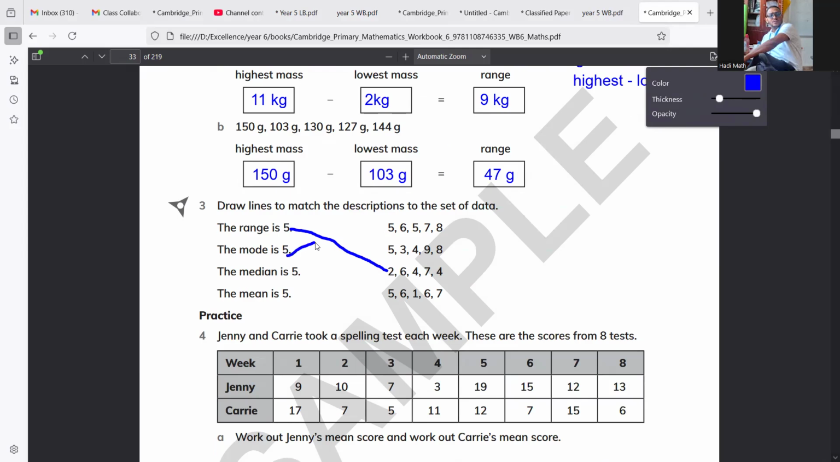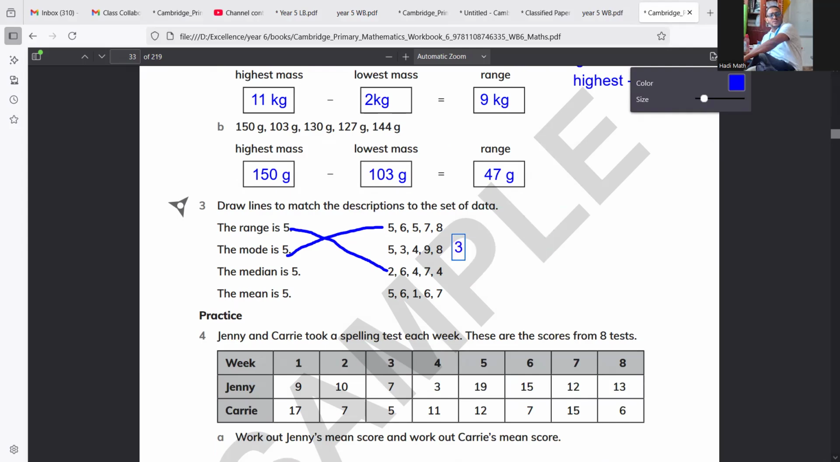So here the mode is 5, because 5 is repeated 2 times. Let's go to the median. They say the median is 5. Now you are left with only 2. Find the median here. Go and order them.